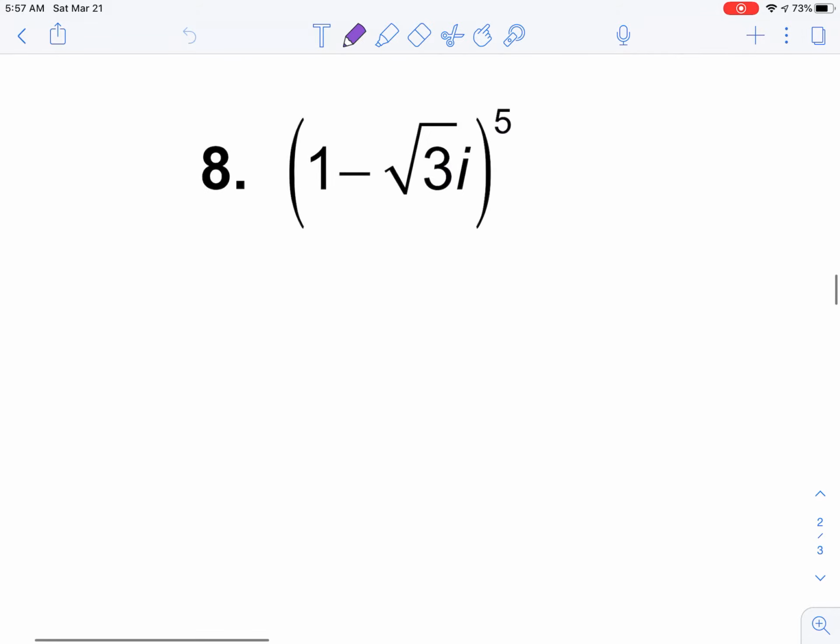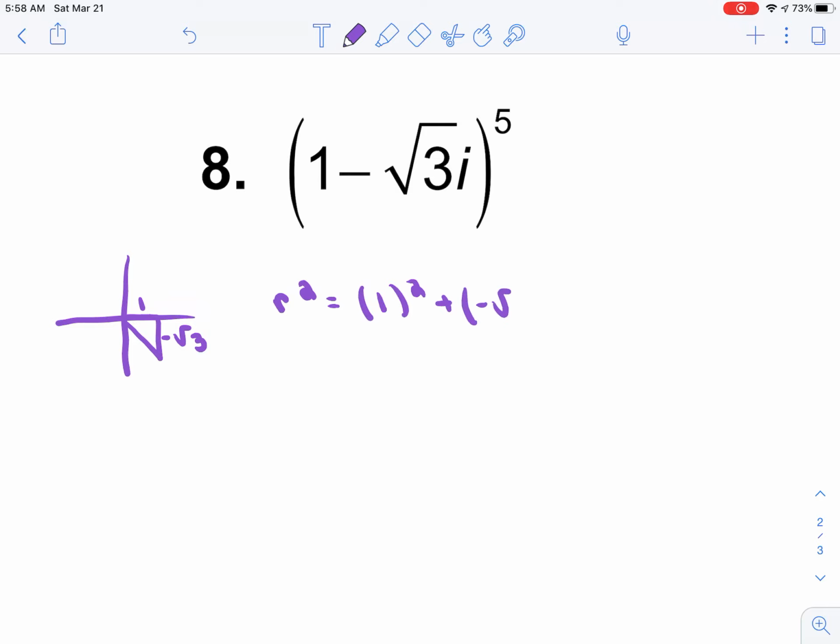All right, so starting with this problem, we first have to graph this positive 1, but then down root 3. So to find our r value, we would take 1, square it, negative root 3, square it. So we're going to get 1 plus 3, or a value of 4, square root of that. We're getting an r value equal to 2.